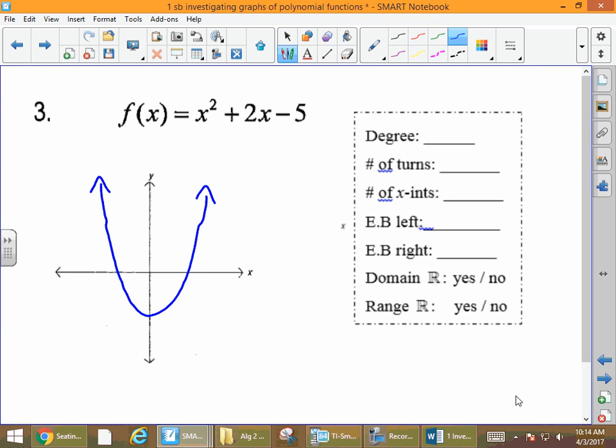What's the degree of this function? Remember from above, it's the highest exponent the polynomial has. What's the highest exponent our polynomial has, Oscar? 2. How many terms do we have on this graph? Tiffany? 1. And in fact, it's right here. How many x-intercepts do we have? An intercept here, and an intercept here.